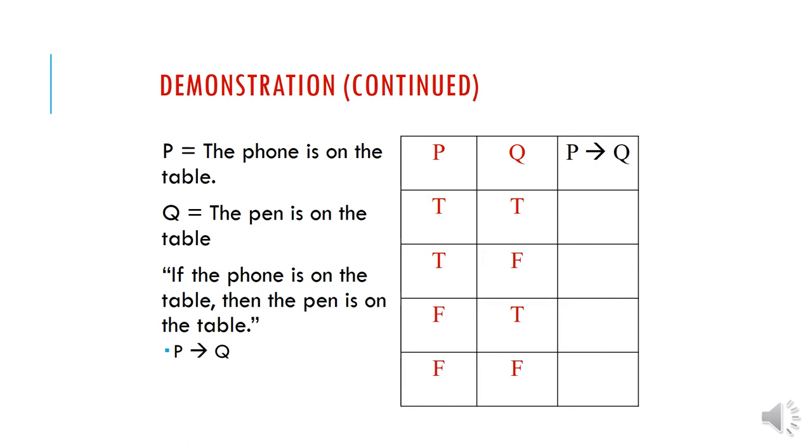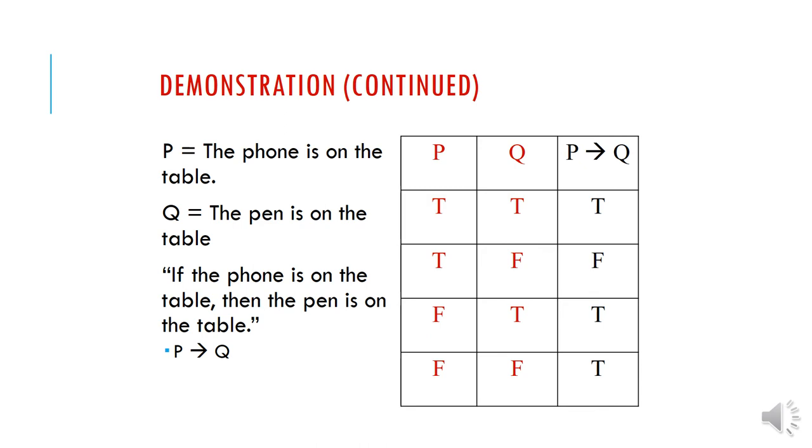So if I say, if the phone is on the table, then the pen is on the table, but the phone's not on the table, then the pen doesn't have to be on the table. Now, this means that the truth function is true because technically I will not have lied or said something false.